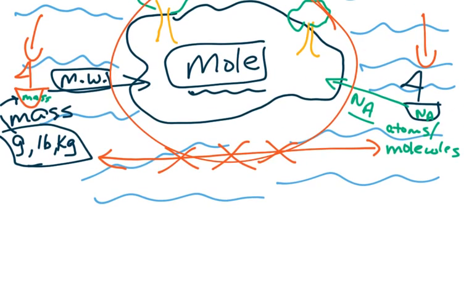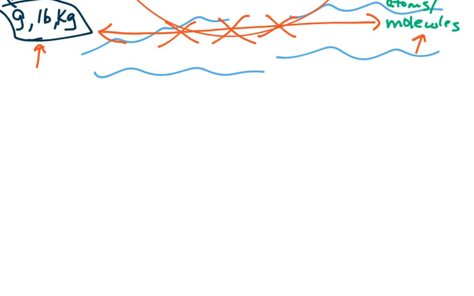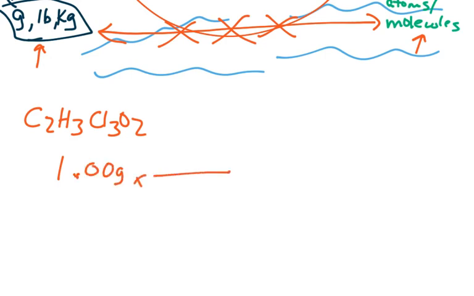To show you a quick calculation, let's go from grams of something to molecules of something. I'll do one of the problems right here, and I'll do it again later in the problems. Okay, so we have some compound, C2H3Cl3O2, and we're going to start off with 1.00 grams of this substance. Okay. And I'll show you in the module, but we get a molecular weight. Our molar mass of that is 165.4 grams per mole.